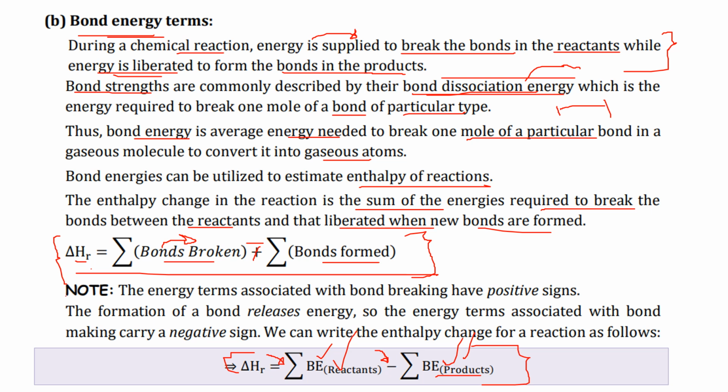So note down that energy terms associated with bond breaking have positive signs, whereas the formation of bonds releases energy. So the energy terms associated with bond making or bond formation carry a negative sign, and therefore our enthalpy of reaction is determined by this formula: summation of the bond energy of reactants less summation of the bond energy of the products.